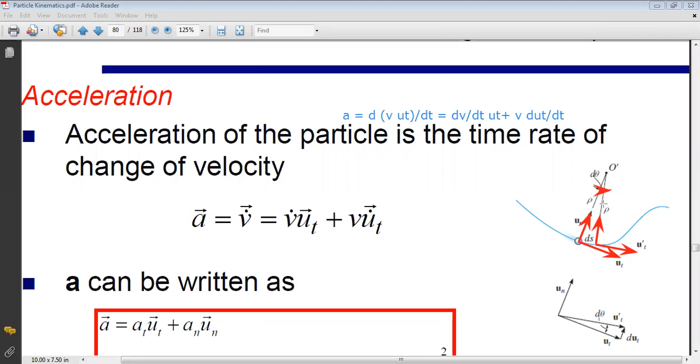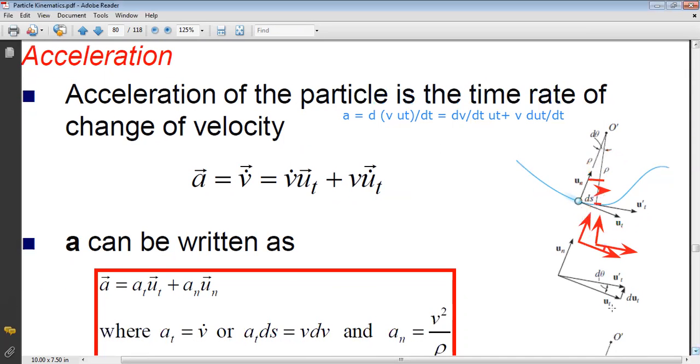First, un and un prime make an angle of d theta between them. And since ut is perpendicular to un and ut prime is perpendicular to un prime, we can say that the angle between un and un prime will be equal to the angle between ut and ut prime. So the angle between ut and ut prime will be equal to the angle d theta.